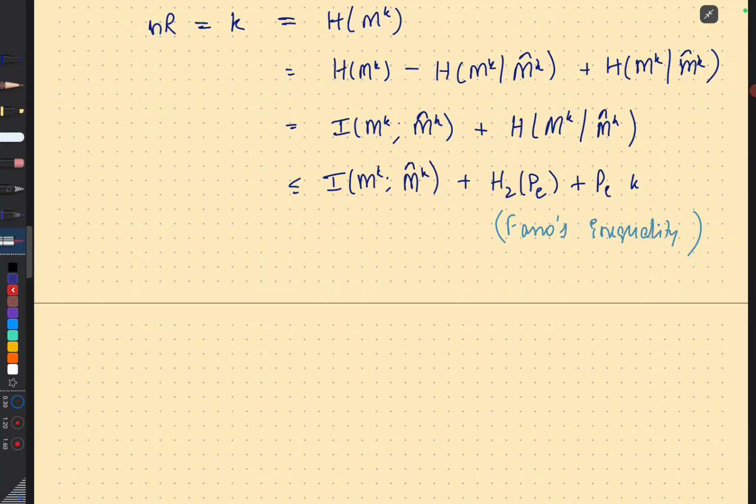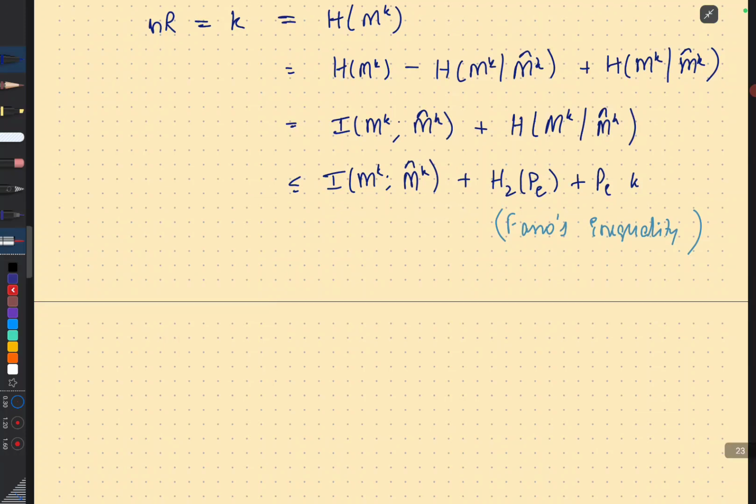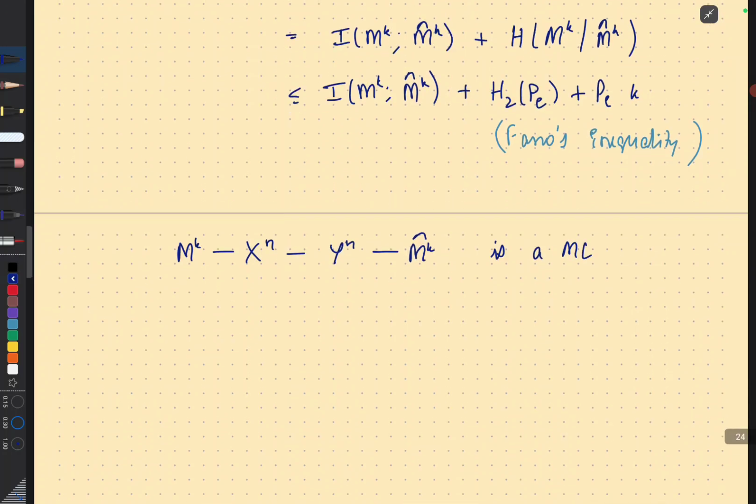What do you think the next step should be? What can I use? Very good. So we can use the data processing inequality. So recall that mk, xn, yn, and mk hat is a Markov chain. Right? So if it's a Markov chain, then basically the mutual information between xn and yn is always going to be greater than or equal to the mutual information between mk and mk hat.